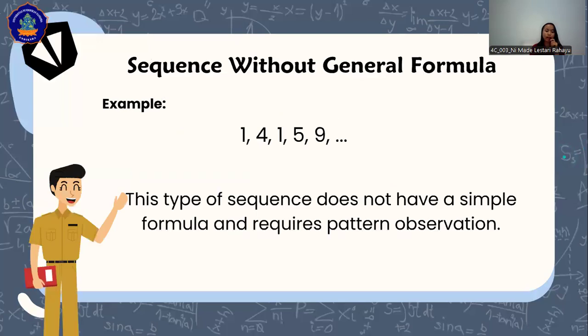Okay, next, the fourth type of sequence is a sequence without a general formula. For example, you have 1, 4, 1, 5, 9, and so on. This type of sequence doesn't have a simple formula and requires pattern observation.